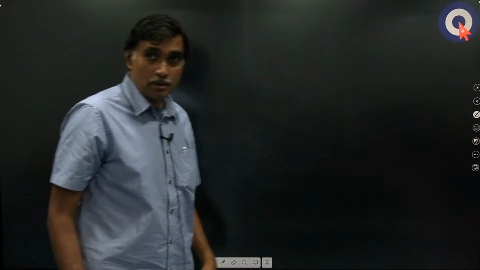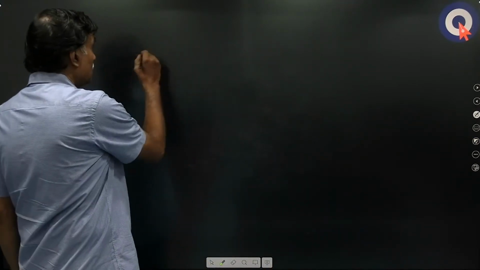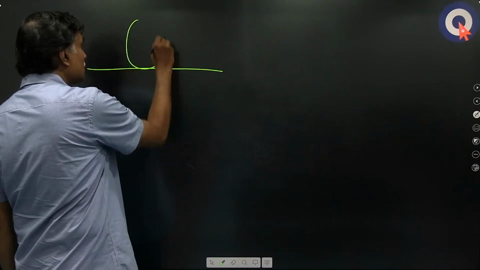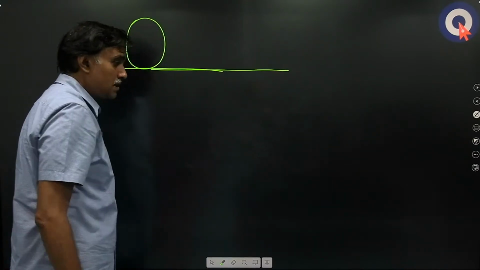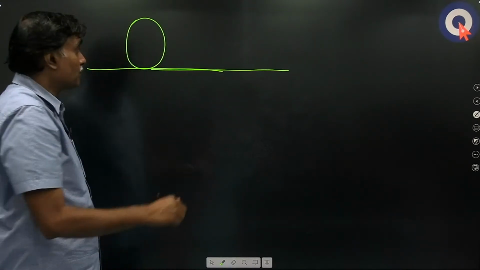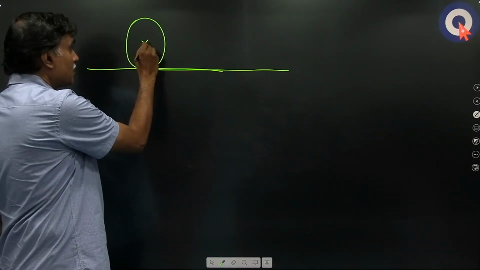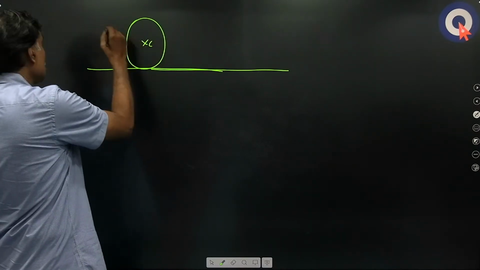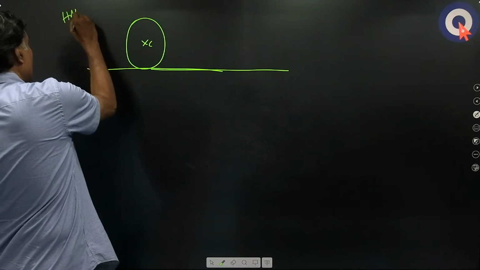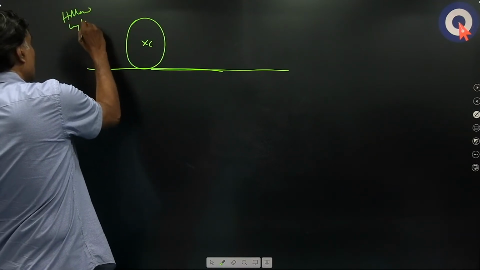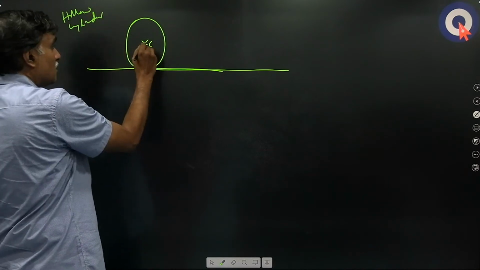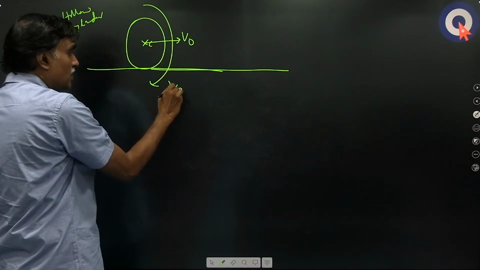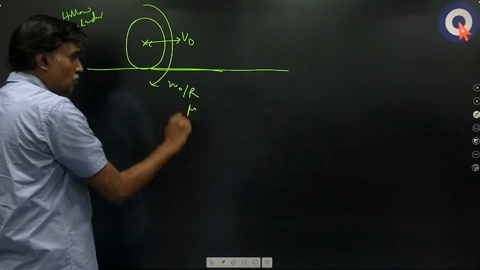But we will see rolling problems. Now, any body rolling on a fixed surface, where they give some velocity or angular velocity. Let us say this is the center of mass C, and I will take a hollow cylinder. The center of mass velocity is V naught, and the angular velocity is 2 V naught by R. The coefficient of friction is mu.